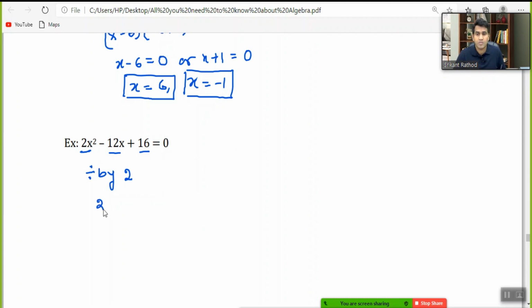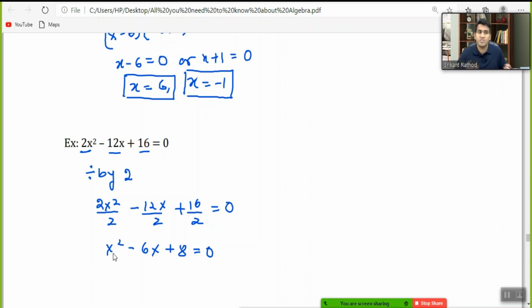That becomes 2x square by 2 minus 12x by 2 plus 16 by 2 equals to 0. When I'm saying dividing by 2, it means you should divide each term by 2, right? And this now becomes x square minus 6x plus 8 equals to 0. Now this is in the simplest form and it is the quadratic equation's general form.